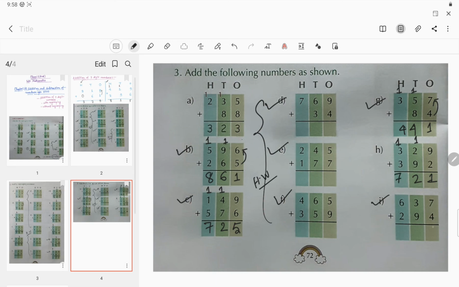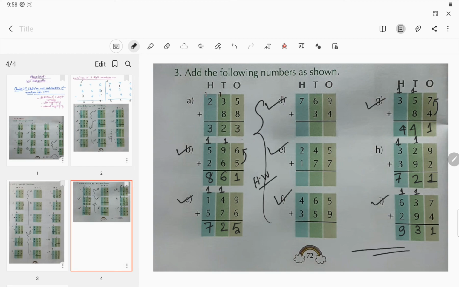I number, 4 plus 7 is 11, carry over 1. 9 plus 3 is 12, 12 plus 1 is 13, carry over 1 again. So 2 plus 6 is 8, and 8 plus 1 is 9. So this is all for today.